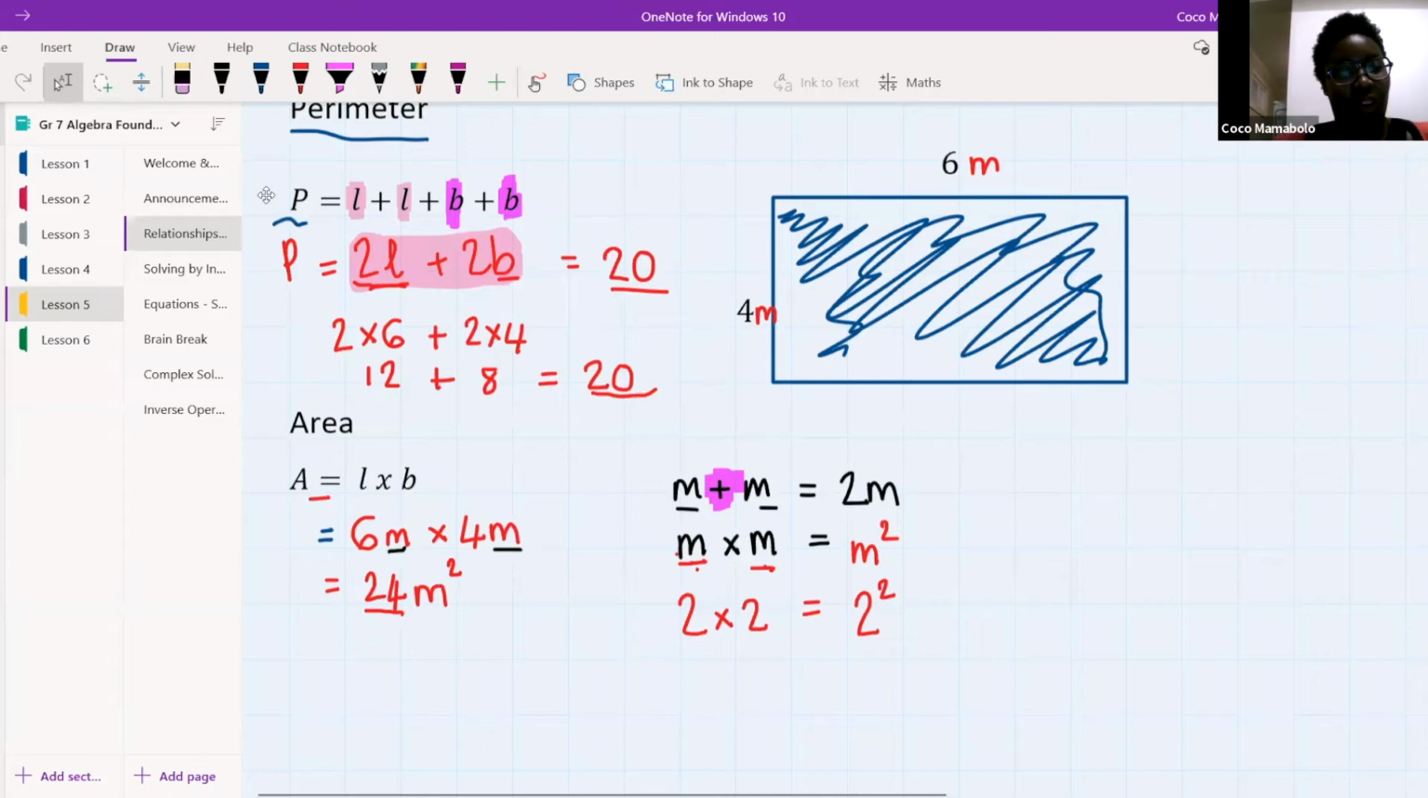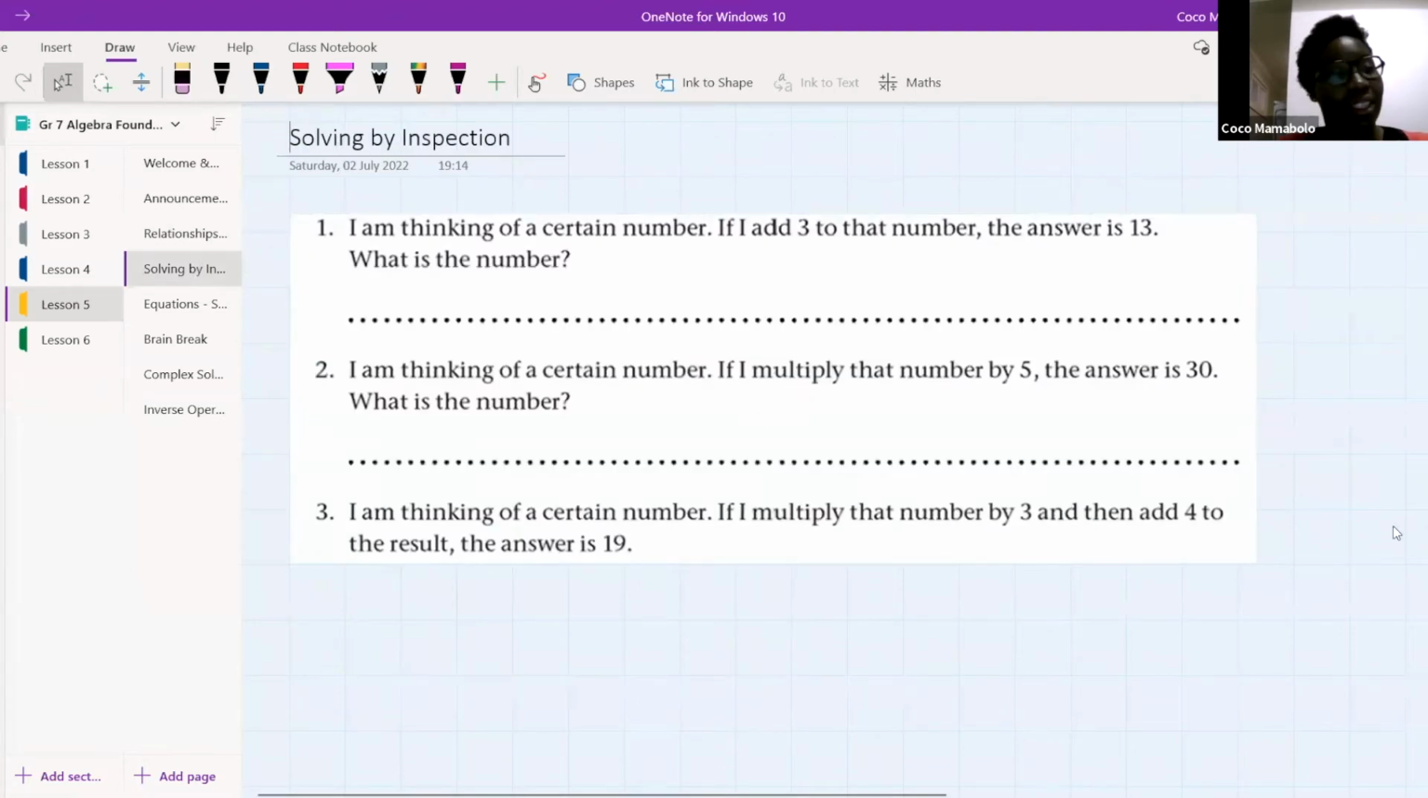All right, guys. Okay, let's get into the real stuff. Tahila, I'm going to pick on you because you already have your hand up. Oh, Jerry is the one who's having trouble unmuting. Okay, Tahila, we're going to be looking at solving by inspection. I'm thinking of a certain number. If I add 3 to that number, the answer is 13. What is that number? 10. Yes, absolutely. It's 10 because if I had 10 plus 3, how much would that give me? 13. Good, and the answer is 13.